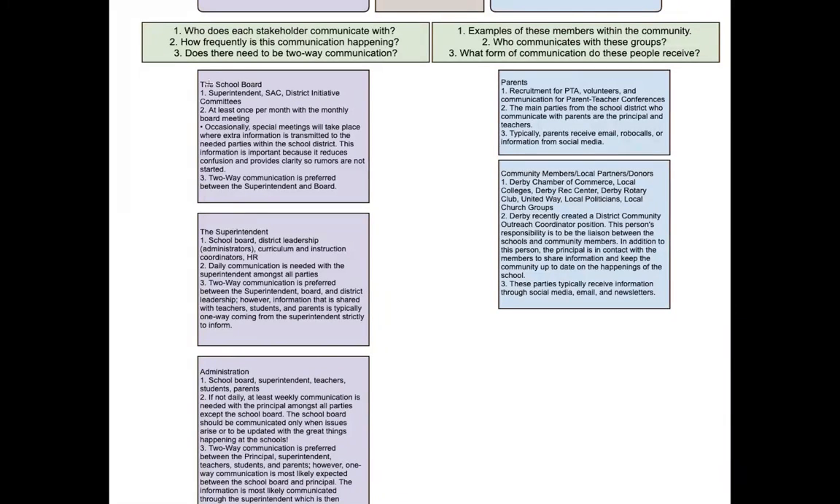For the school board, I listed a couple of things about who they communicate with frequently, which was the superintendent, and our SAC committee, which is our superintendent's advisory committee. We have those each month, and a school board member always sits on the SAC committee. So that's another way they're gaining information to use for the school board meetings. Also, district initiative committees or strategy committees.